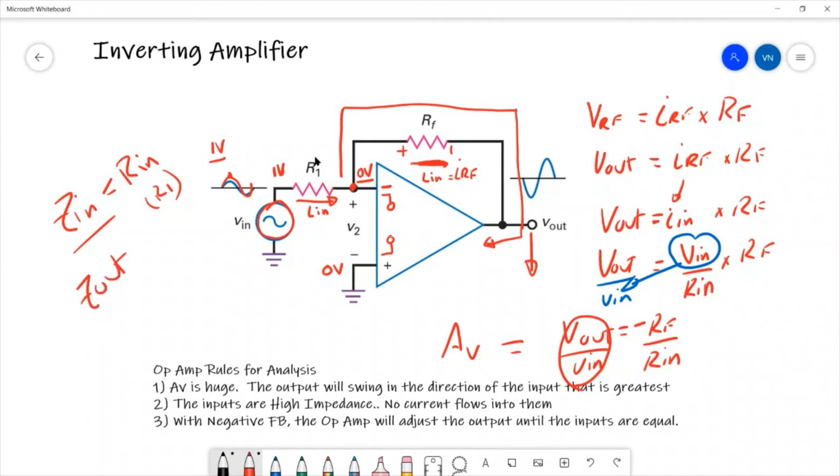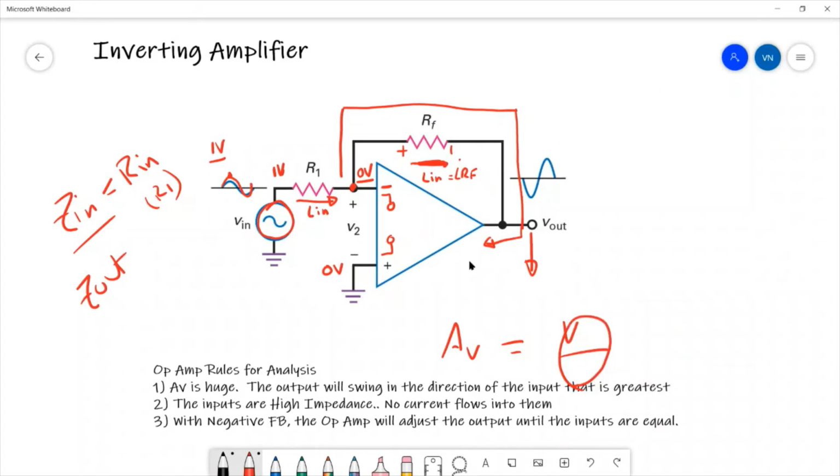What about Z out? Well, let's just get rid of a few things here. Clear off our output here.